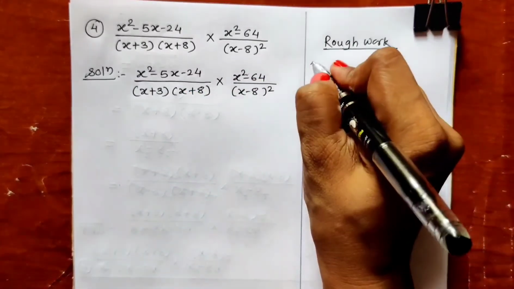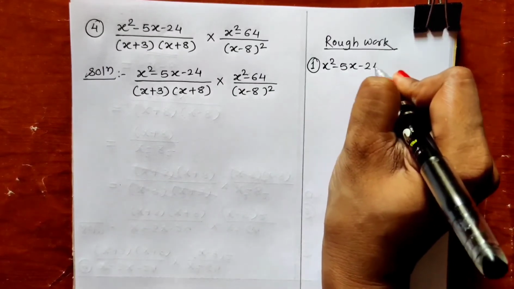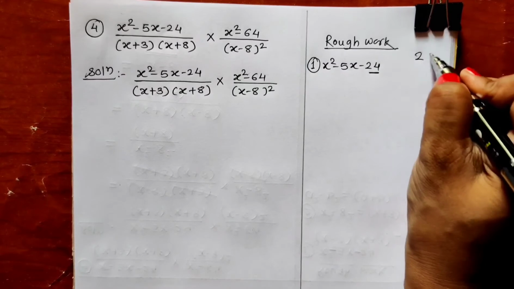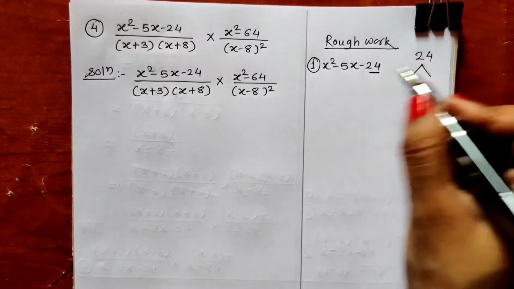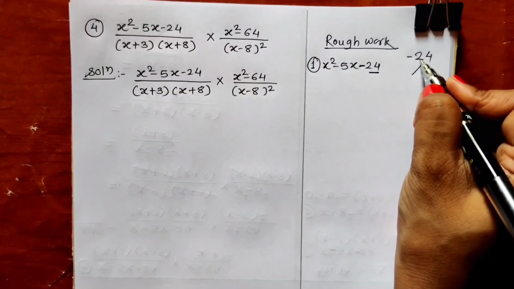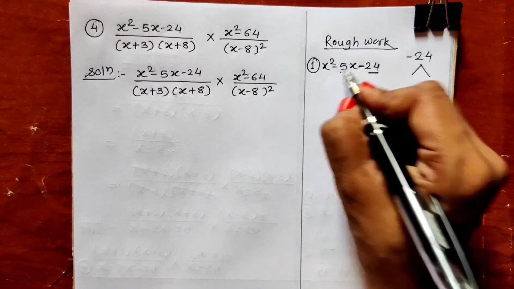This first expression, x square minus 5x minus 24, is a trinomial. In a trinomial we find the two factors of the constant term. The constant term has a minus sign, so the two factors of the constant term, whose subtraction should be the coefficient of the middle term. The middle term coefficient is 5.